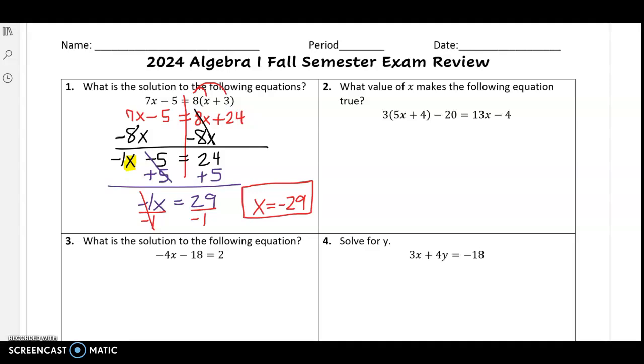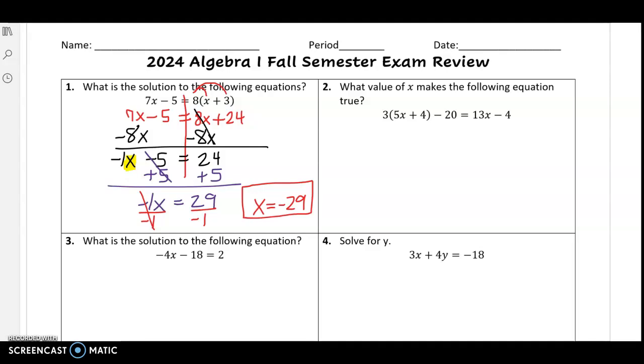Now on your test, you may have to either select the correct answer, multiple choice, or you may have to type your answer in. So make sure that you know how to solve, because on those problems where you have to type your answer in, there's no options for you to choose from.